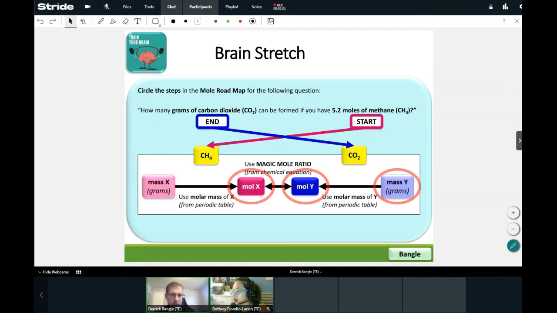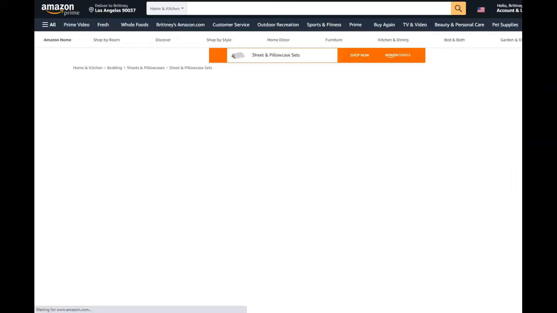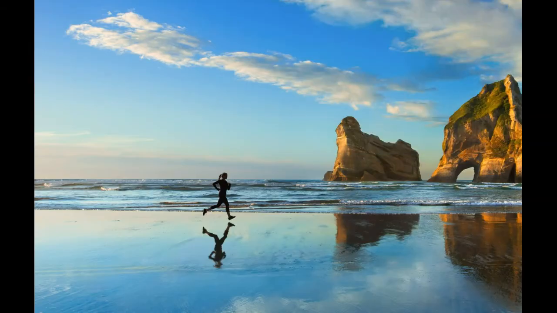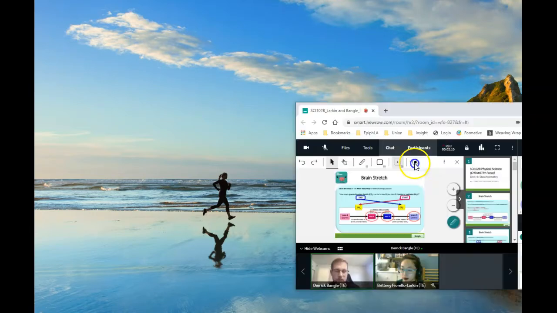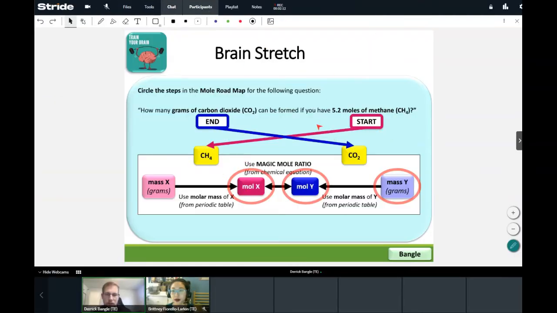With our mole roadmap, this problem particularly says how many grams of carbon dioxide can be formed if you have 5.2 moles of methane. So remember, what we start with is always what we know, and we know we have 5.2 moles of methane. So CH4, that's our moles of X. And then we want to circle our end, or what we're trying to solve for. So our end step is grams of carbon dioxide. So N goes over here, or mass of Y.